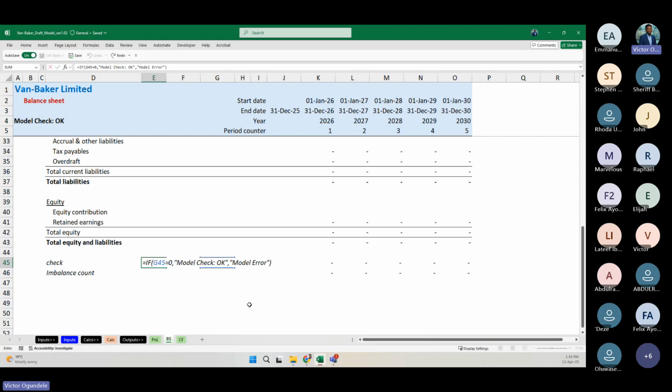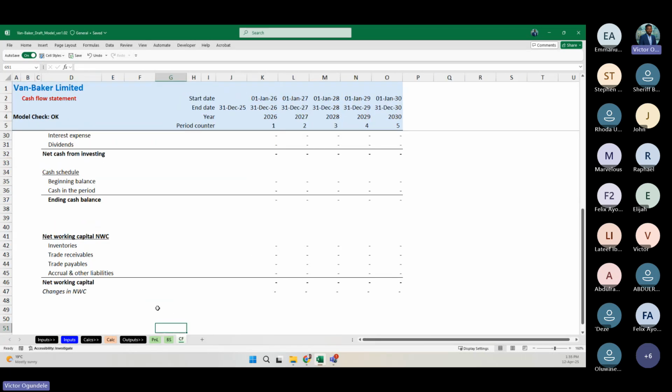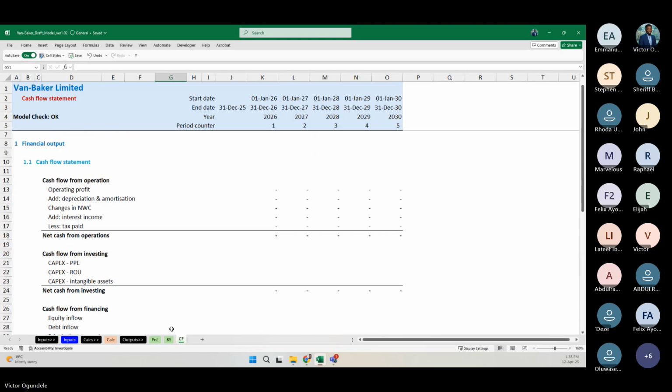Then go to another cell and type equal to IF the cell that contains that total check is equal to 0, type "model check OK". Remember, you need to use double quotes. If not, another double quotes, "model error", and close it, then link it across on your workbook. Learn to be very efficient and fast. Yes, you need to be very fast.